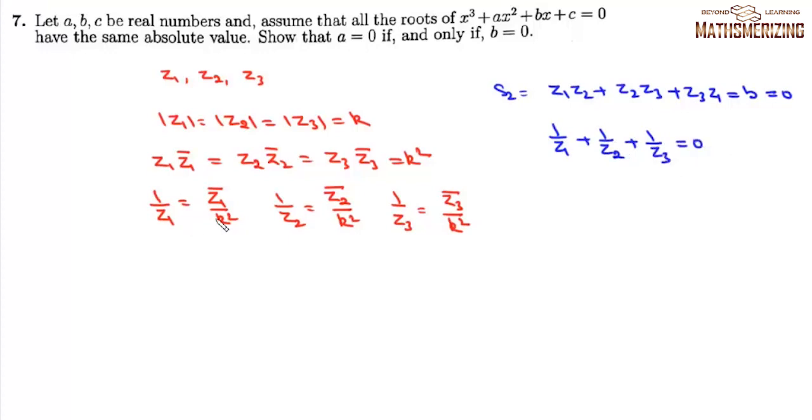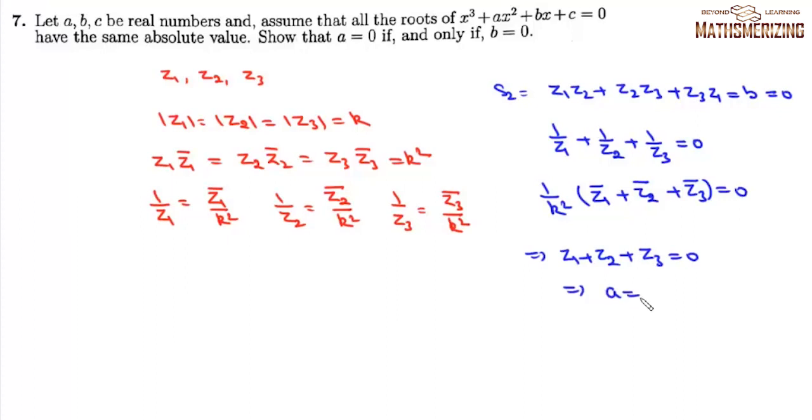Now 1 upon Z1 is Z1 bar upon K square. So we can write 1 upon K square times Z1 bar plus Z2 bar plus Z3 bar and it will be 0. Now we take its conjugate, we can write Z1 plus Z2 plus Z3 is 0. Now this is nothing but the sum of roots, which is minus A. So from here we can say the value of A must also be 0. Now if we start from A equals 0, we can prove that B is 0.